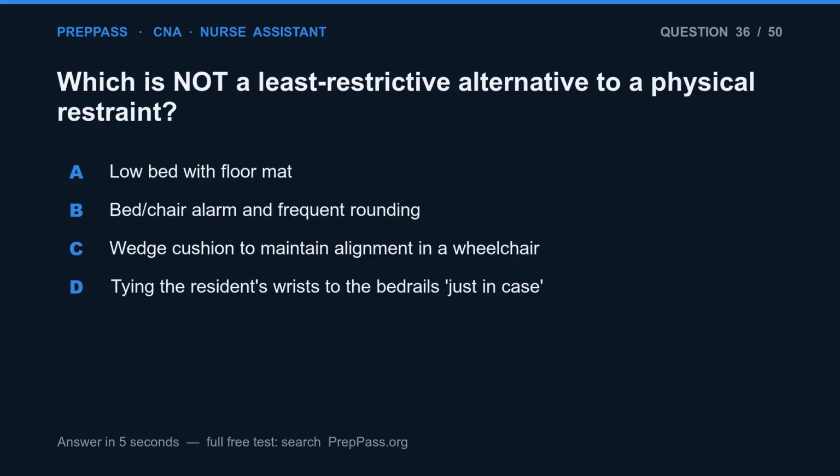Question 36. Which is not a least restrictive alternative to a physical restraint? A. Low bed with floor mat. B. Bed/chair alarm and frequent rounding. C. Wedge cushion to maintain alignment in a wheelchair. D. Tying the resident's wrists to the bed rails just in case.